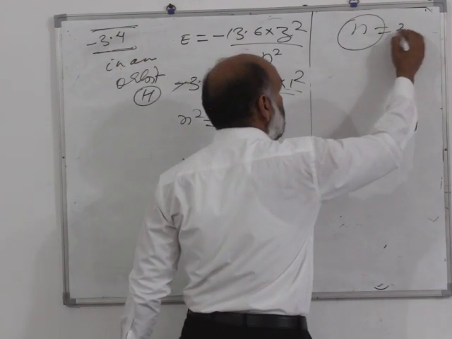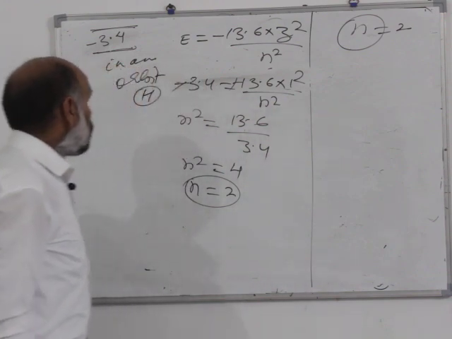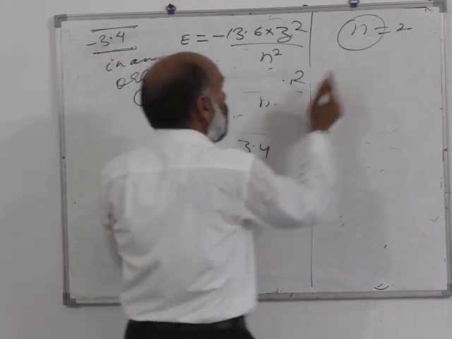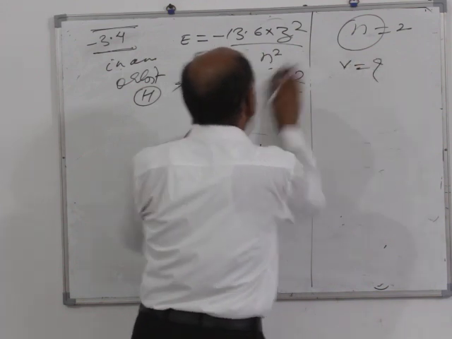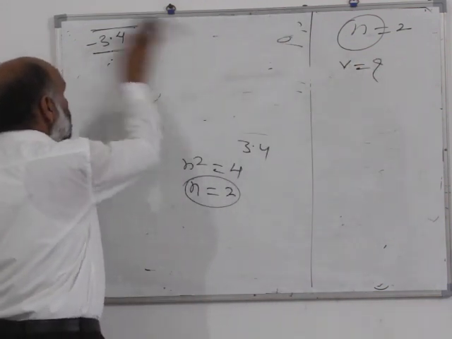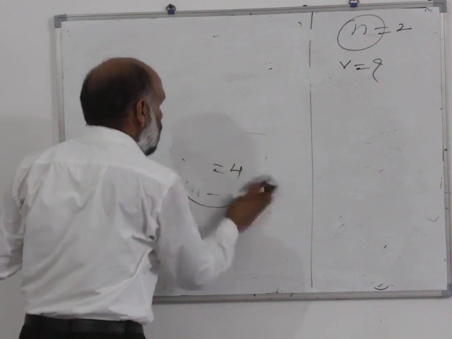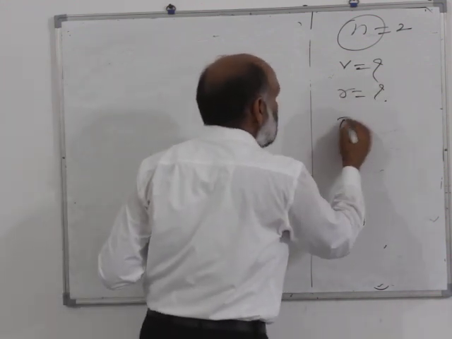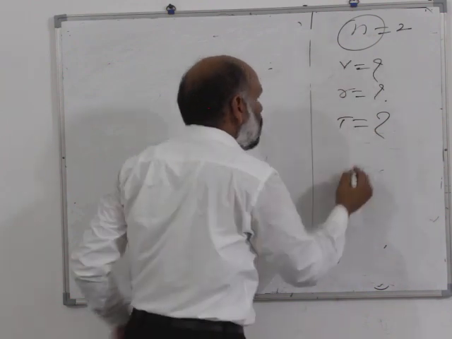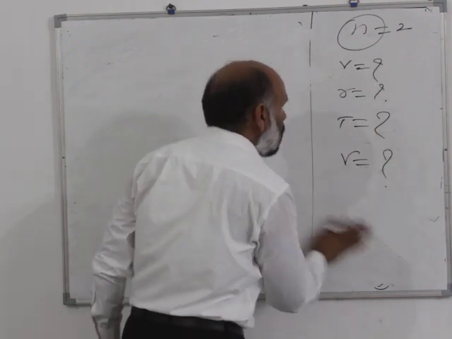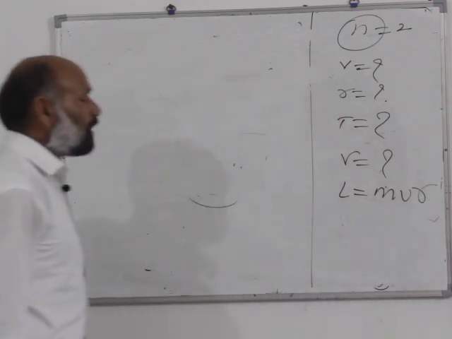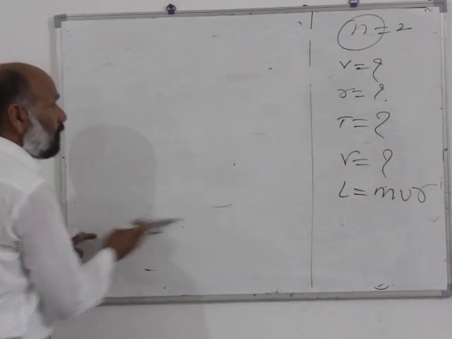This is the answer. Now you have been asked, what is the velocity here? In the same question, what is the radius here? What is the time period of revolution in the second orbit? What is the frequency in the second orbit? What is the angular momentum in the second orbit? So let us calculate this and the lecture will be over.